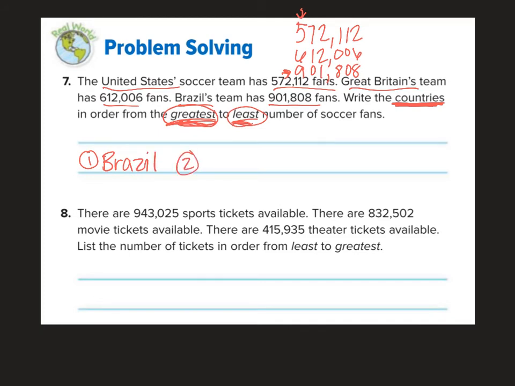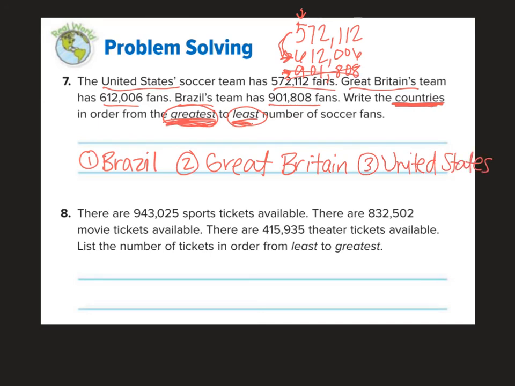Okay, and our number 2. So I'm comparing 5 and 6 now. So 6 is the next greatest. So that's going to be Great Britain. And third would be then the United States. That doesn't surprise me because I know soccer is a huge deal in other countries, and in the United States we kind of go for football a little more, or baseball, I suppose.